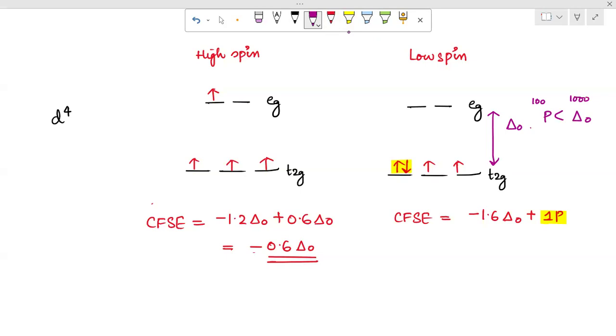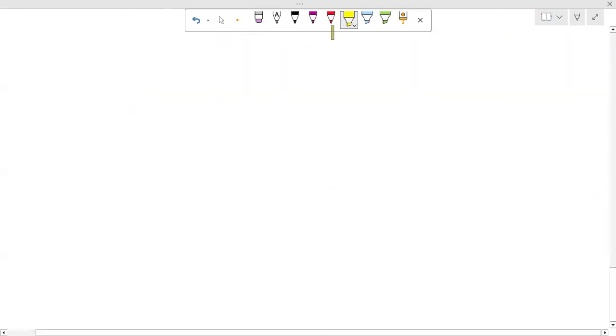While in the high spin case, the delta O was less compared to the pairing energy. Here, if the splitting energy was, let's say, 100, the pairing energy would have been 1000. So instead of pairing, it would opt for jumping to eg. So here there is one set of paired electrons, corresponding to which you have to add one pairing energy, and that is the CFSE. Okay, let's try the next one, d5.